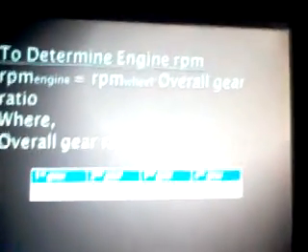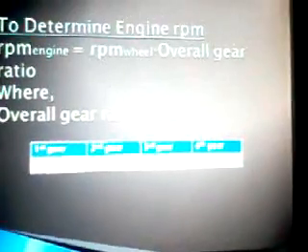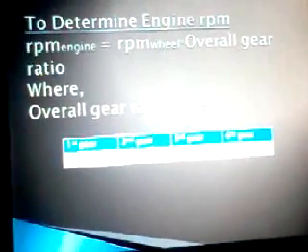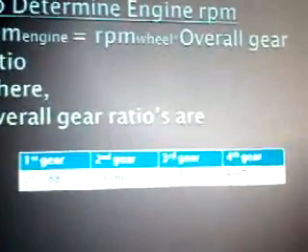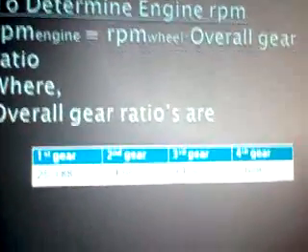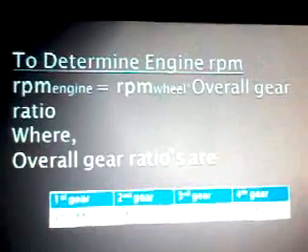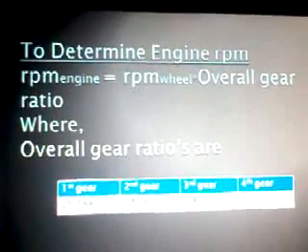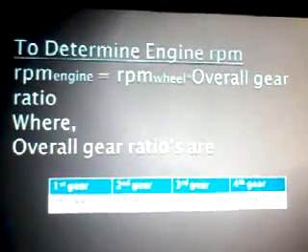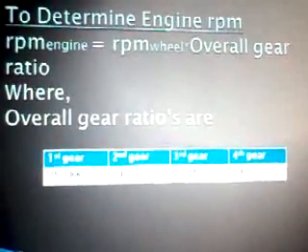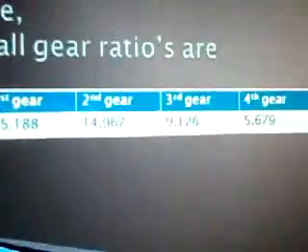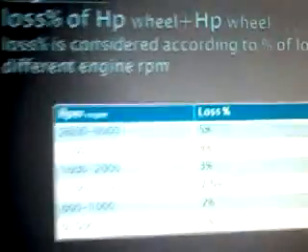Then we have determined the engine RPM, and these are the overall gear ratios which have been given by the company. The RPM of an engine has been calculated as the RPM of a wheel times the overall gear ratio, where the overall gear ratios are mentioned here for the first gear, second gear, third gear and fourth gear.